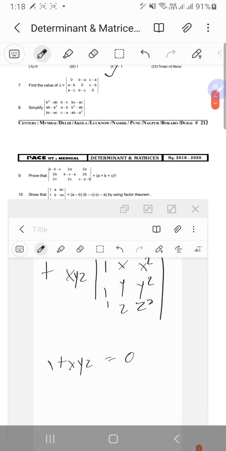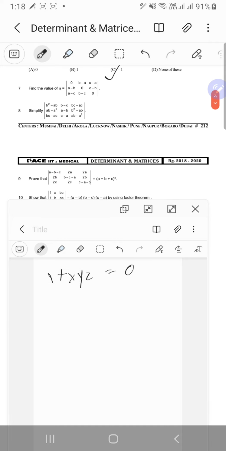Next question. Find the value of the determinant a minus b, minus a, c minus. Okay, fine. Come on, think. This is in some weird order. Minus a, c minus a. This is like a skew symmetric determinant.